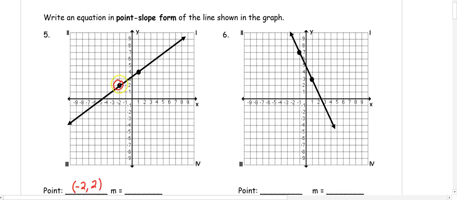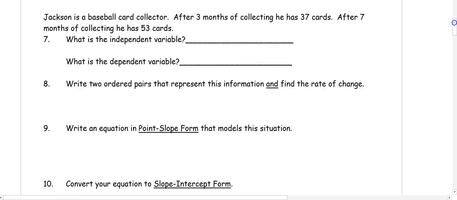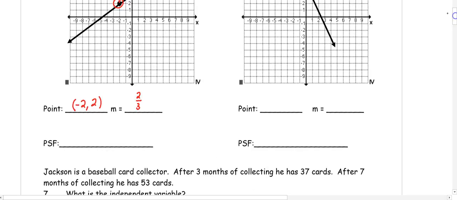My slope, to get from one point to the other, I went up 2 and over 3, so my slope would be 2/3. So to write my equation then, my equation in point-slope form would be y minus 2 equals 2/3 times x plus 2. So remember, when you write your equation, it gets the opposite sign.